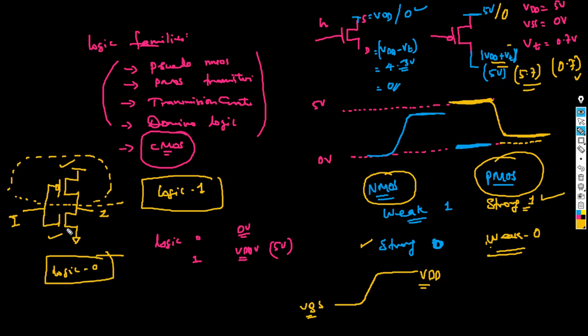Any questions here on the strong 0 and weak 0, strong 1 and weak 1? This is a very important thing. Without having an idea of this, you will not be able to answer why we are going for CMOS, complementary MOS.